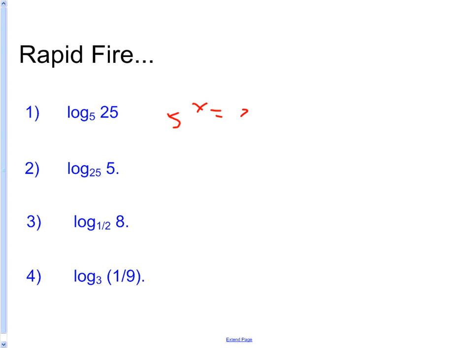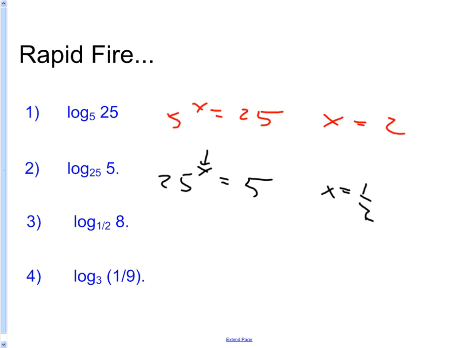5 to the x equals 25. You're right. And then what's x got to be? x has got to be 2. Good. Next one. Let's go back to Ms. M. And that means x would have to be what? Not 1/5. You want the square root of this, right? There you go. So x has to be 1/2. That gives you a square root. And probably 2.